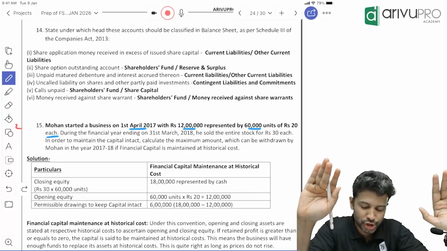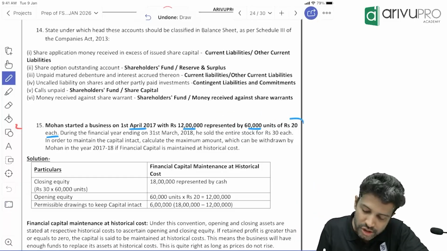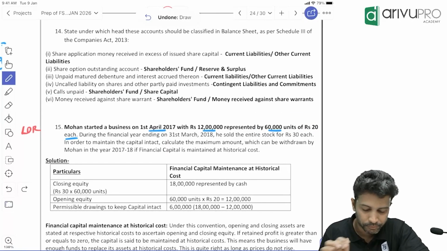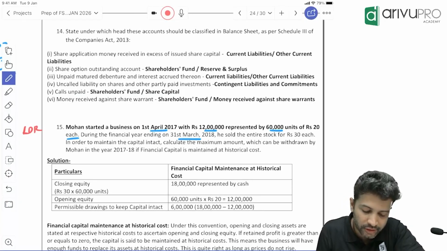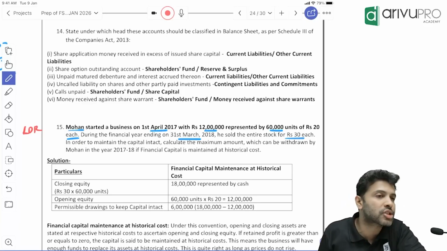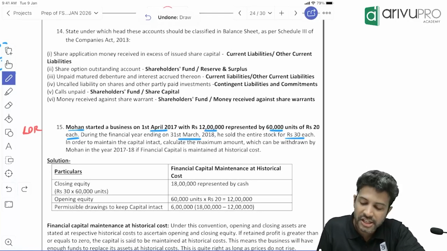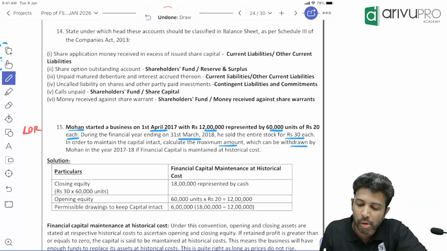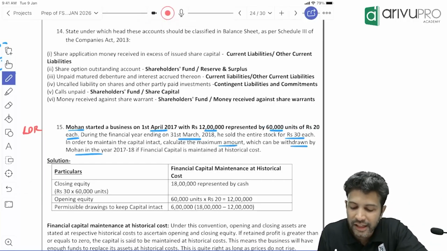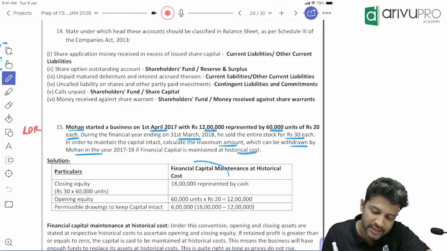Next. So capital is 12 lakh. We use that capital to buy 60,000 units of goods at a unit price of 20 per unit. During the financial year ended 31st March 2018, he's a trader, Mohan. He sold the entire stock for 30. Entire stock means how many units? 60,000 units. Purchase price 20. Selling price is 30. In order to maintain the capital intact, calculate the maximum amount that can be withdrawn by Mohan if financial capital is maintained at historical cost. Okay, so let's understand. There's a solution. Leave that out.